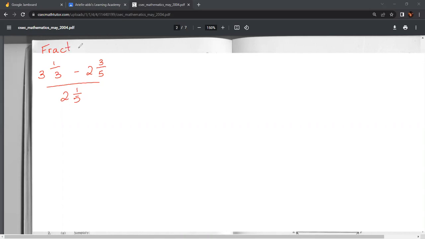Now, when it comes to fractions questions, we must know how to add them, subtract them, multiply, and divide your fractions. So what I'll do is I'll do a quick recap of each of the four operations.